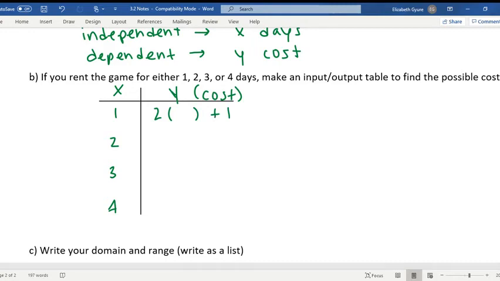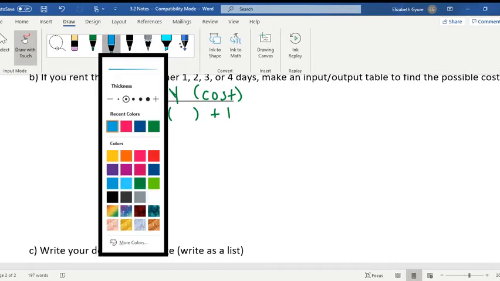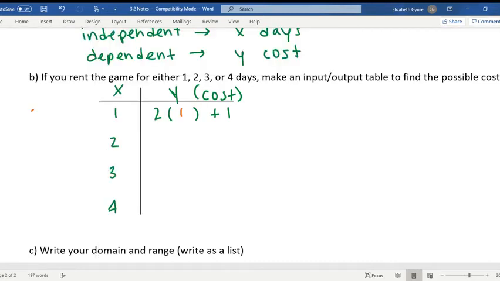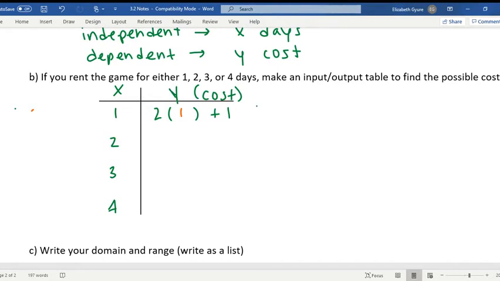Now the reason we're putting that open set of parentheses is because it's like an empty spot in your equation, right? That's where we're going to plug our value in. And what's the first value that we're going to plug in? 1. So in that empty space, I want you to then put a 1. And now we're going to simplify. We can use our order of operations here. What's 2 times 1? 2. So then you have 2 plus 1, and what's 2 plus 1? 3.